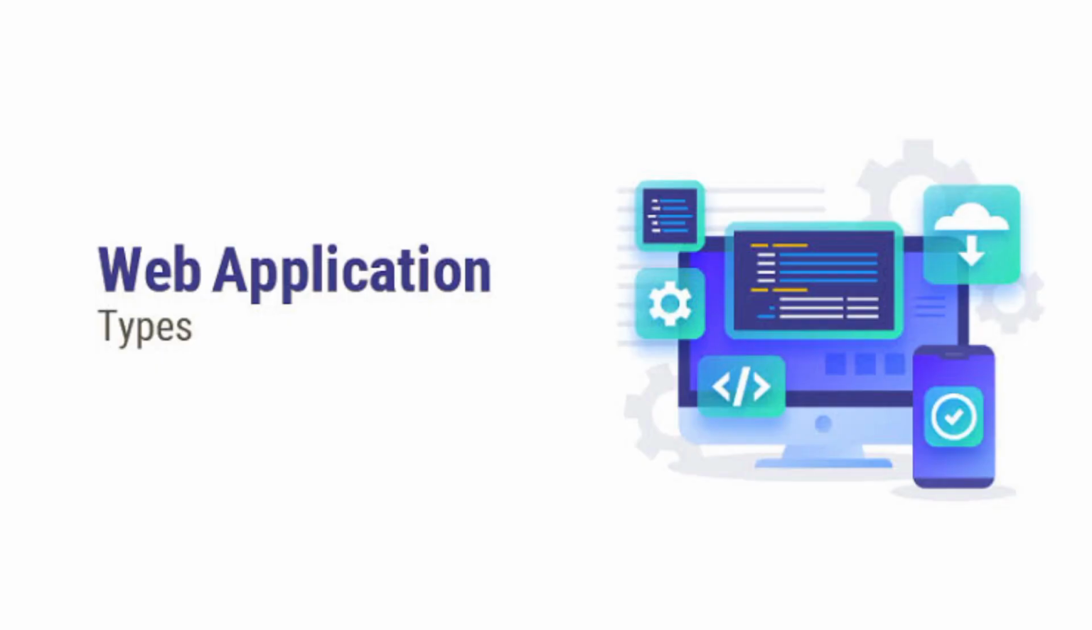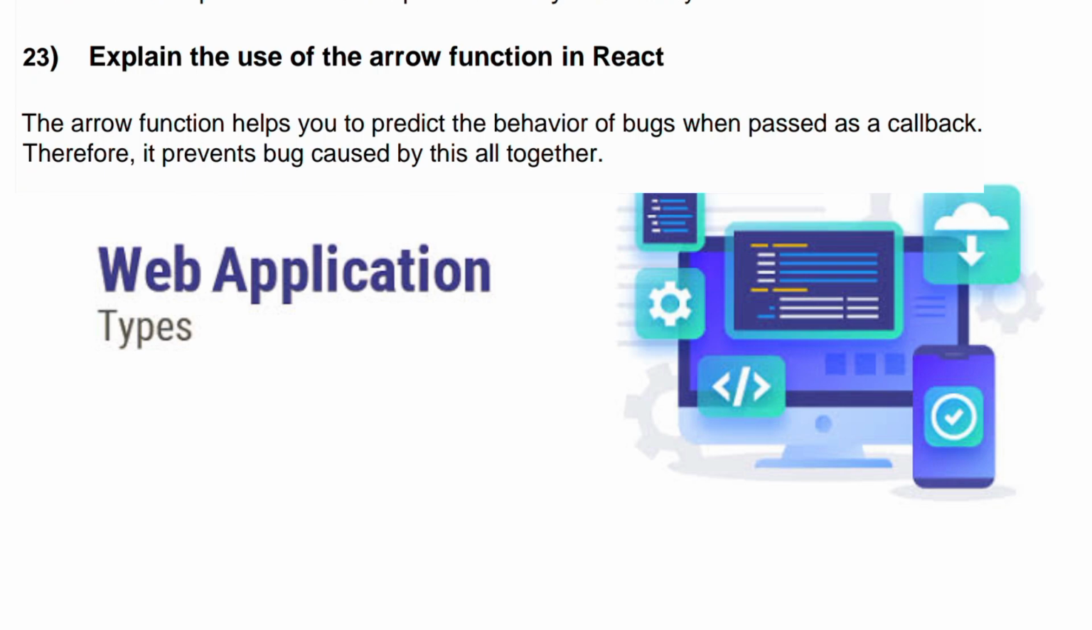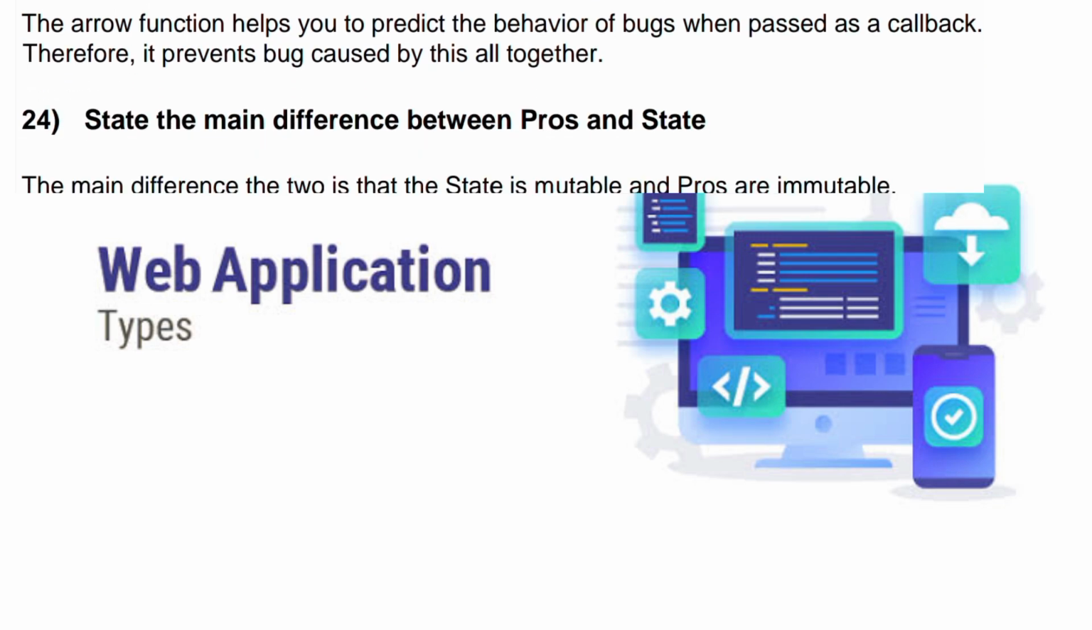Now next question is, explain the use of arrow functions in React. The arrow function helps you predict the behavior of bugs when passed as a callback. Therefore, it prevents bugs caused by this altogether.